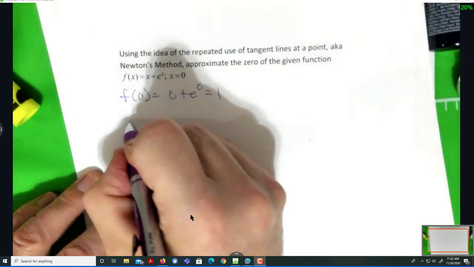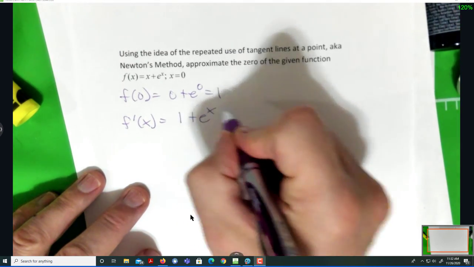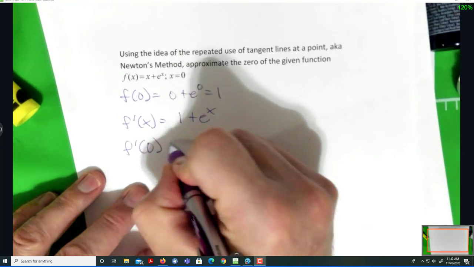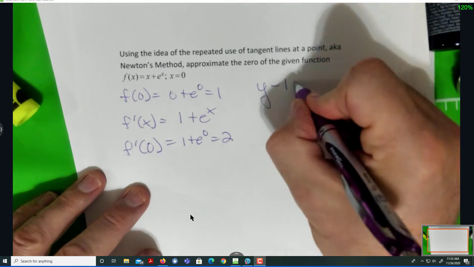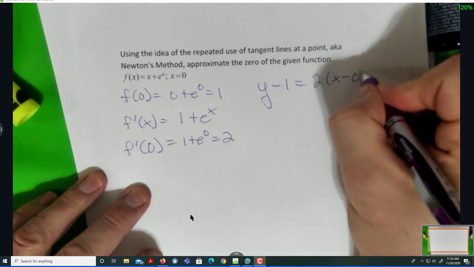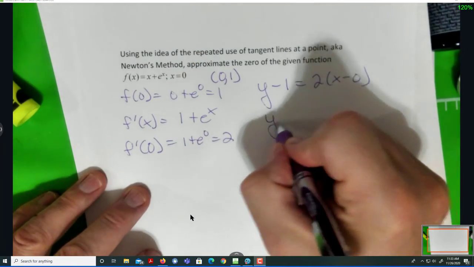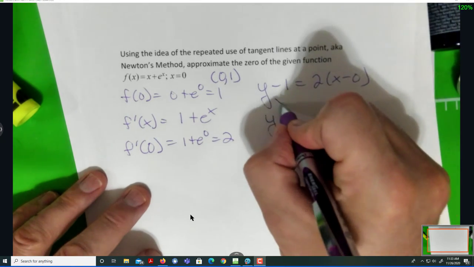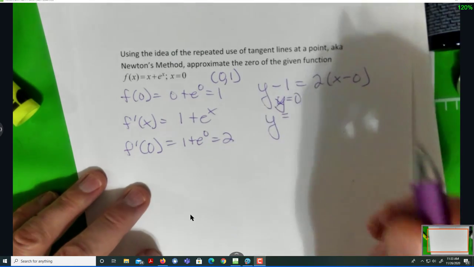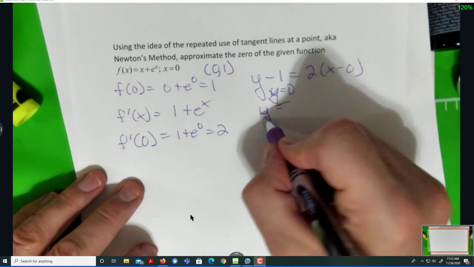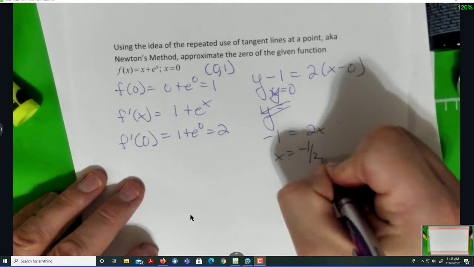which is 1. Okay, and the first derivative is 1 plus e to the x, and f prime of 0 is 1 plus e to the 0, which is 2. So we now know that y minus 1 is equal to 2 times x minus 0. Why? Because our first point when x is 0, y is 1. So y is equal to, oh, hold on, not x, y is 0. I'm approximating zeros here. I got to wake up. So minus 1 is 2x, x is minus 1/2.